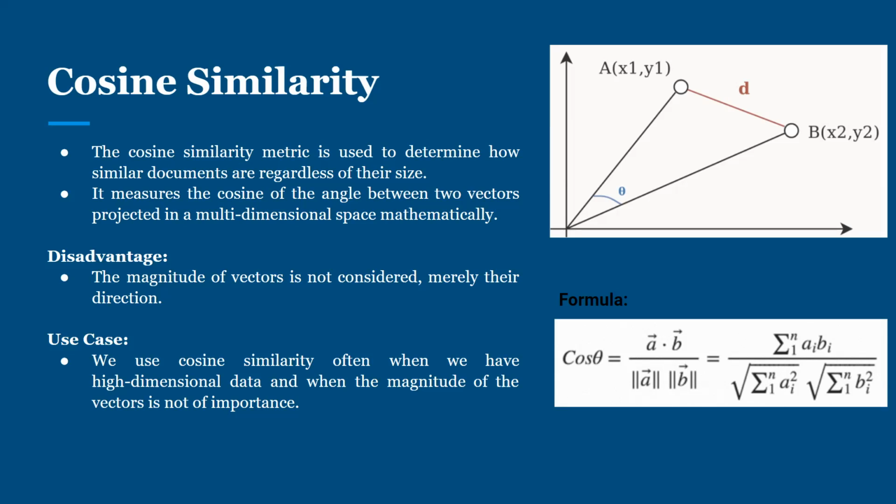Coming to the use cases, we use cosine similarity often when we have high dimensional data and when the magnitude of the vectors is not of importance. For example, when a word occurs more frequently in one document over another, this does not necessarily mean that one document is more related to that word. It could be the case that documents have uneven lengths and the magnitude of the count is of less importance. Then we can best be using cosine similarity, which disregards the magnitude.